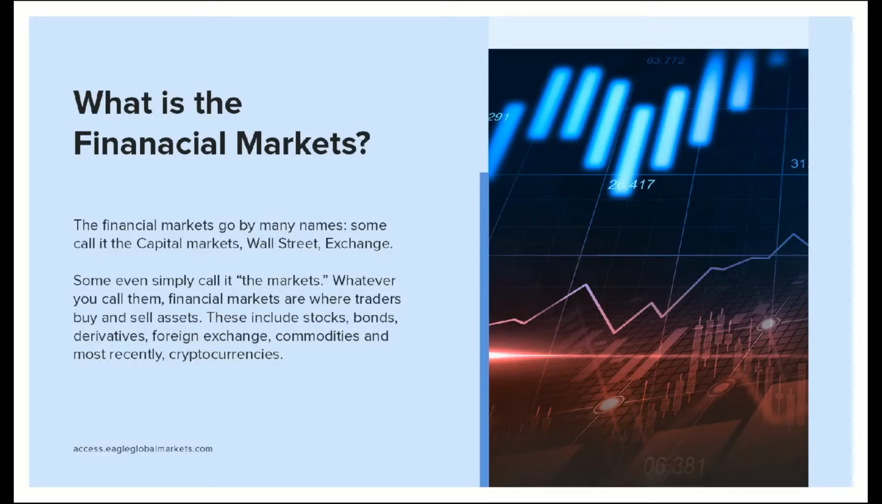Whatever you call them, financial markets are where traders buy and sell financial assets. This includes stocks, bonds, derivatives, foreign exchange, commodities, and most recently, cryptocurrencies. So in the global financial markets, you can trade every single financial instrument once it's based on money. These are some of the financial instruments that trade: the stocks market, the bonds market, derivatives market, foreign exchange market, commodities, and cryptocurrencies.